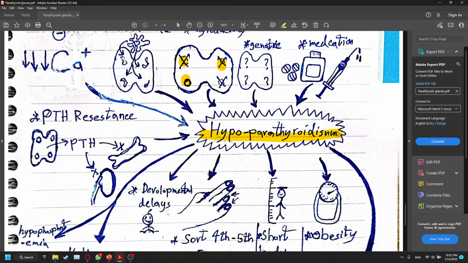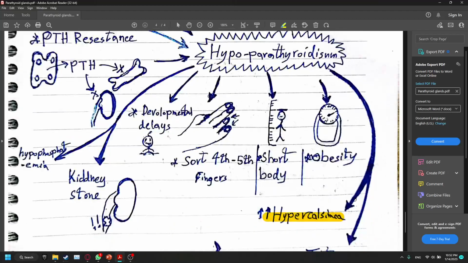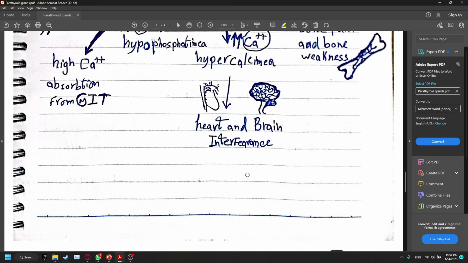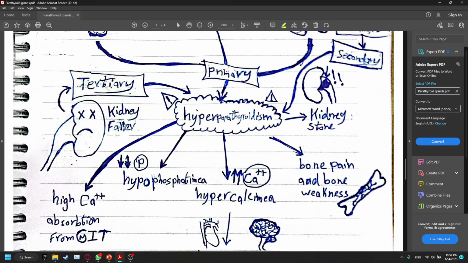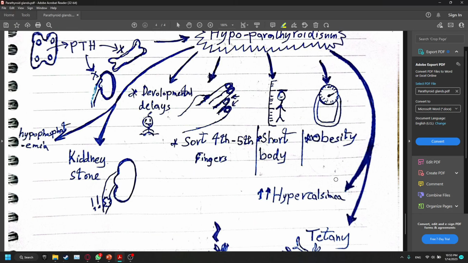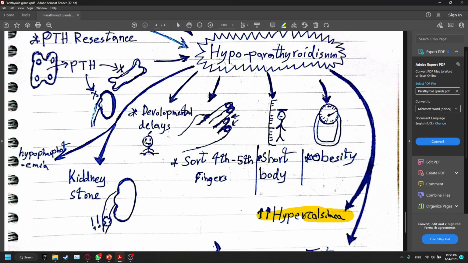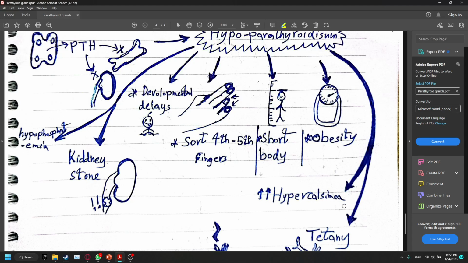So what does hypoparathyroidism do here? It can cause high levels of hypercalcemia here, right? Hypercalcemia. Hmm. Wait a minute. Hypo, hyper. I'm pretty sure this is supposed to be hypocalcemia here. Yeah, sorry about that. Hypoparathyroidism means low levels of calcium here.